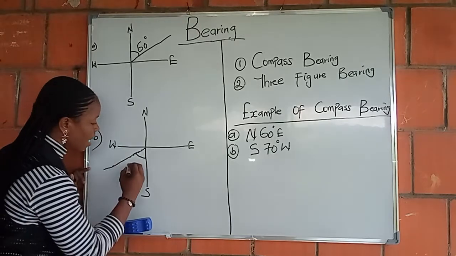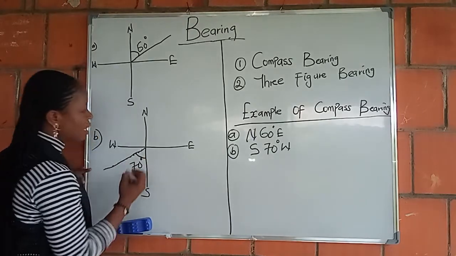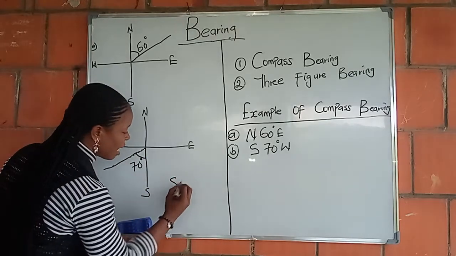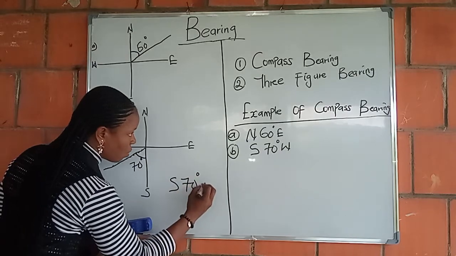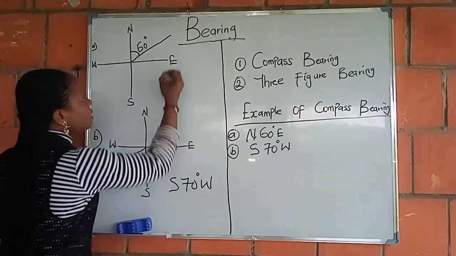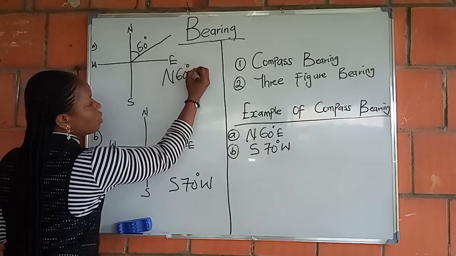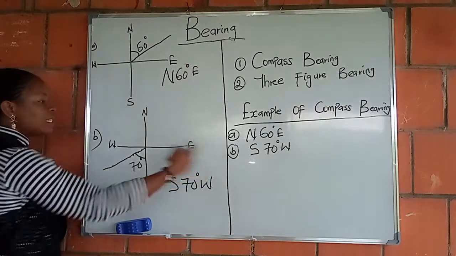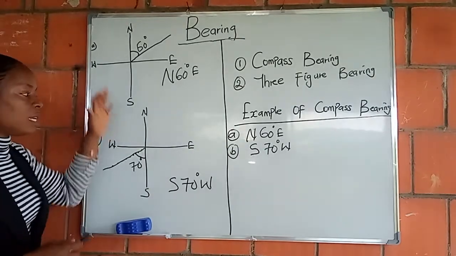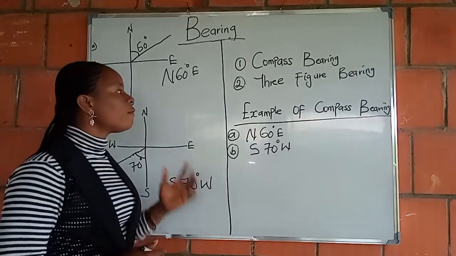And join this line here. I call this 70°. So this is south, 70° west, and this is north, 60° east. So this is how to represent that compass bearing in this Cartesian form.